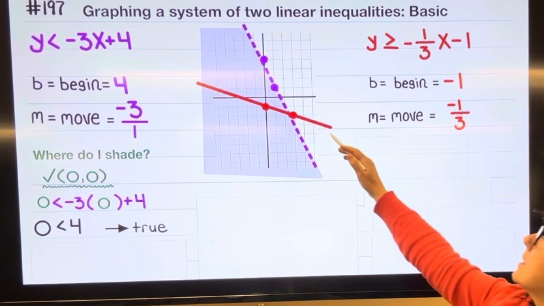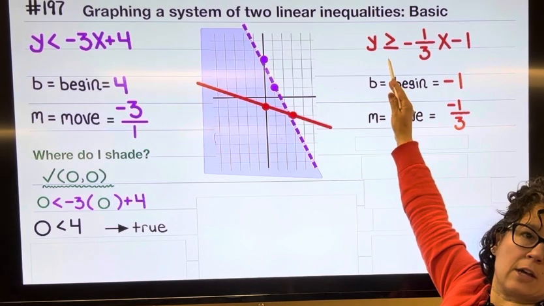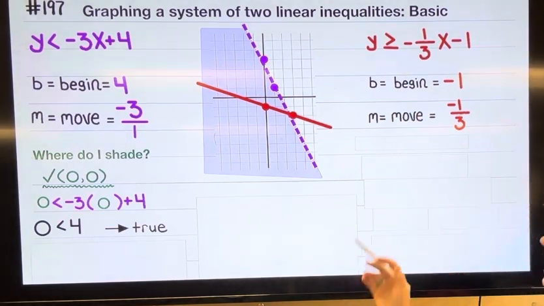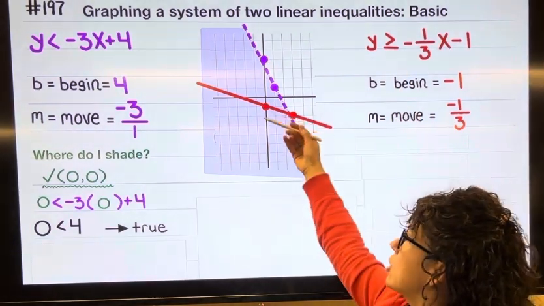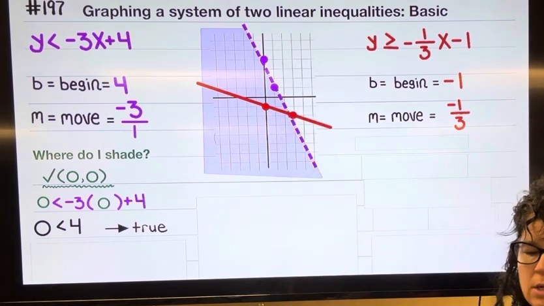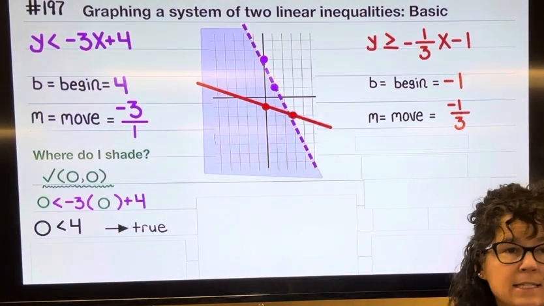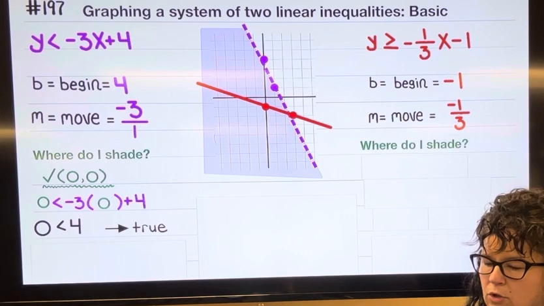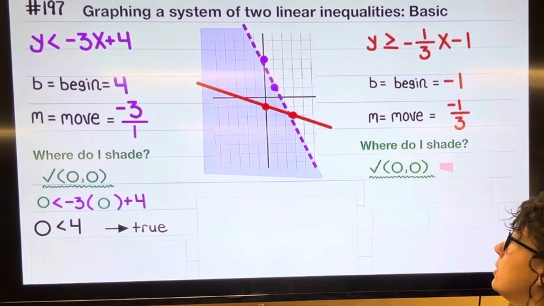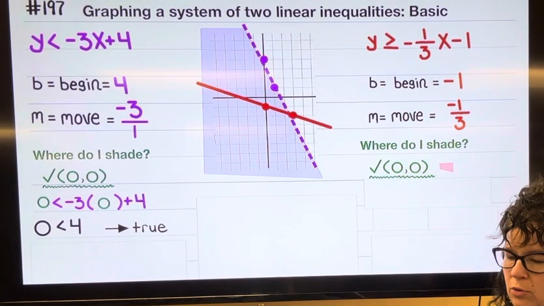And this line is going to be a solid line because it's underlined. Then lastly, I need to figure out where I should shade. Should I shade above or below? So I'm going to do the same thing. I need to test a point. So I'm going to test 0, 0 and see if it makes the original true.